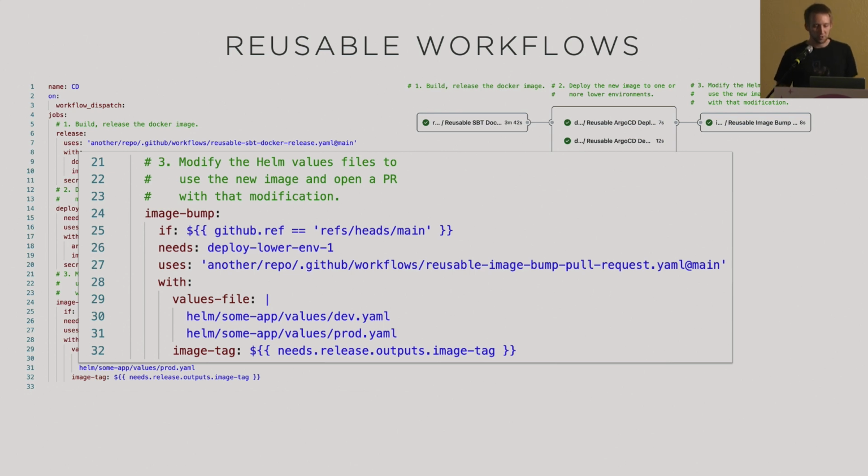The third reusable workflow is essentially taking a list of values files, Helm values files. Each of these specifies the latest image. It's taking that new image tag and overriding the previous image tag with the new image tag, and then making a pull request to our repository.